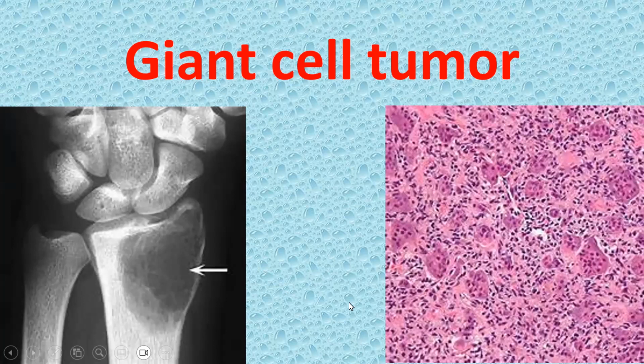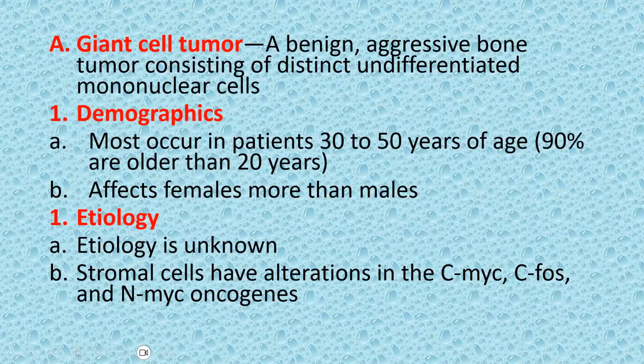Giant cell tumor is a benign, aggressive bone tumor consisting of distinct, undifferentiated mononuclear cells. It most often occurs between 30 and 50 and is more common in females than males. The etiology is unknown. Stromal cells have alterations in the c-myc, c-fos, and N-myc oncogenes.